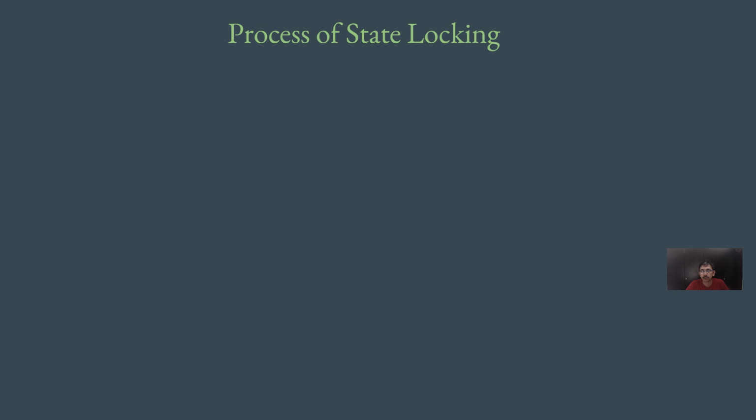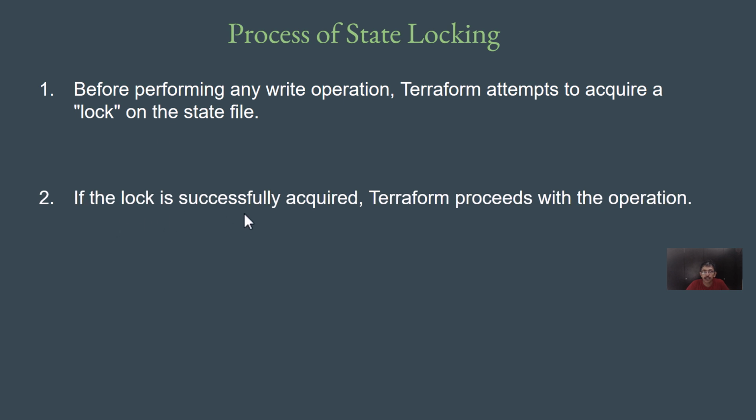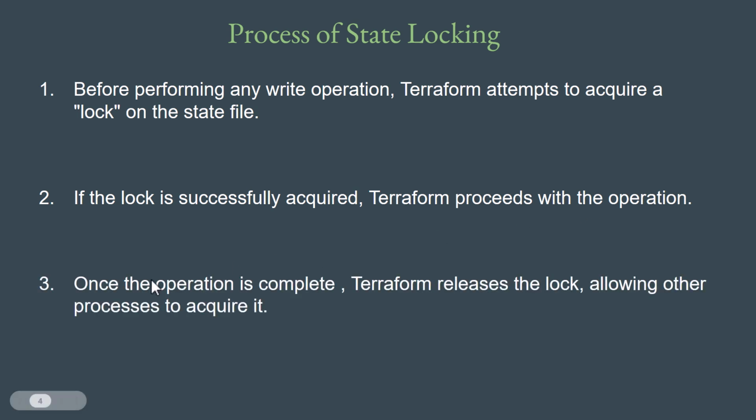So let's understand the process of state locking, after which we'll discuss this from a practical point of view as well. Within here, the first step is that before Terraform performs any write operation on the state file, Terraform attempts to acquire the lock on the state file. Once the lock is acquired, it will block any further operations by other Terraform processes to modify the state file. In step number 2, if the lock is successfully acquired, Terraform proceeds with the write operation, maybe as part of Terraform apply or Terraform destroy, etc. And once this write operation is completed, Terraform releases the lock, allowing other processes to acquire it.